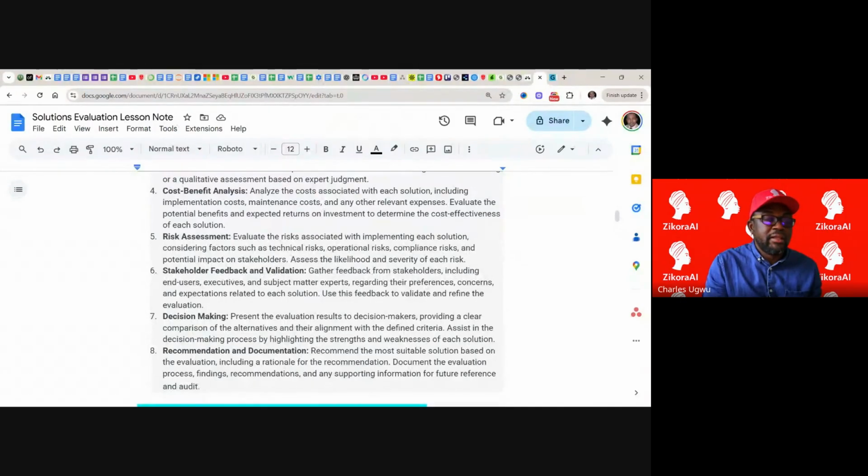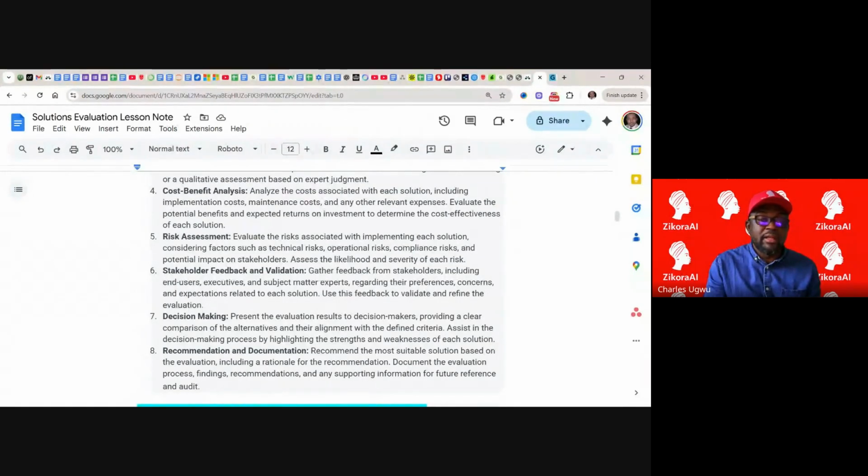And then making the decision. Present the evaluation results to decision makers, providing a clear comparison of alternatives and alignment with the defined criteria. Assist in the decision-making process by highlighting strengths and weaknesses of each of the solutions. That's when you have to start drafting your business case. This is where you are going to be highlighting all this and then making recommendations.